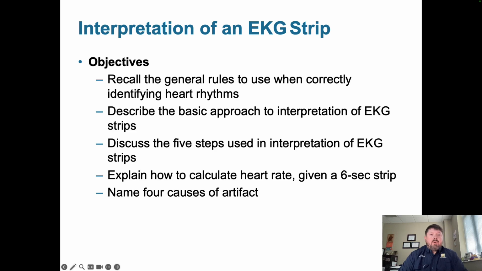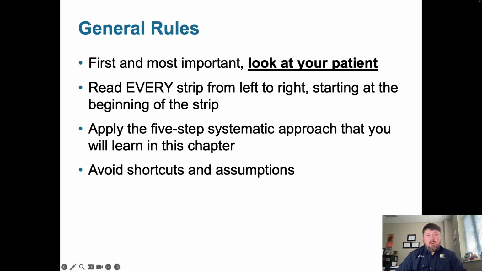We want to make sure that we can recall the general rules to use when correctly identifying heart rhythms. Describe the basic approach to interpretation of EKG strips. Discuss the 5 steps used in interpretation of EKG strips. Explain how to calculate heart rate given a 6-second strip. And we're also going to discuss the causes of artifact on your monitor.